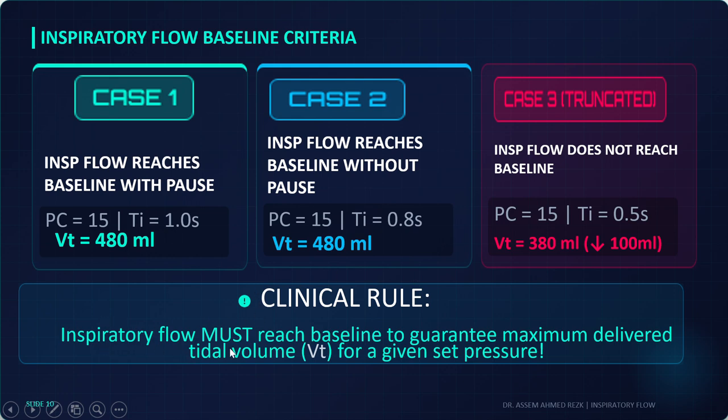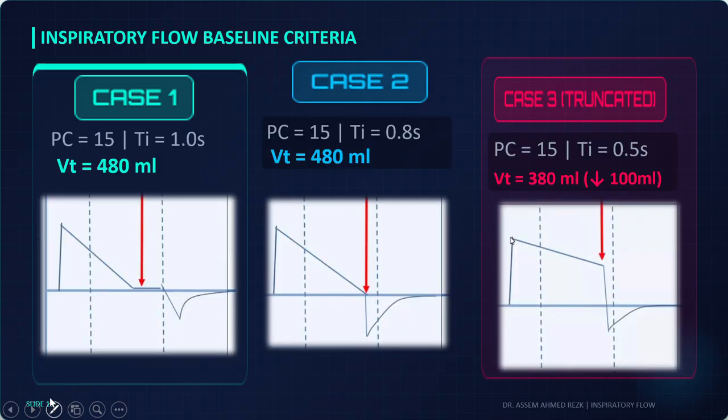As a clinical rule, inspiratory flow must reach the baseline, which guarantees the maximum delivered tidal volume for a given set pressure. That is shown in the curve. In case 1, you reach the baseline, there is a pause, and then expiration starts. In this curve, you reach the baseline followed directly by expiration.